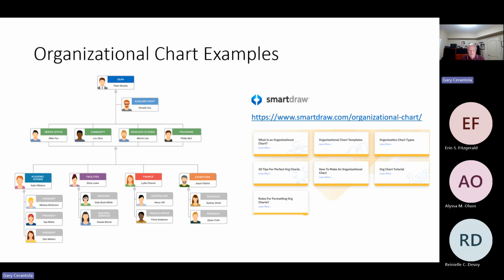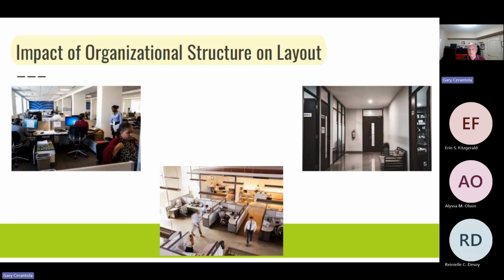Even if you do any kind of PowerPoint or a different kind of software like that to make it out. And the more that you can make it a little more specific in terms of what's the position, that would be great as well. And then what's the area? The position and the area in the organizational chart is really important. And what I want to take into consideration for this topic is the impact of organizational structure on layout.